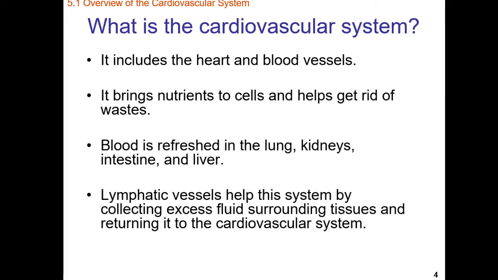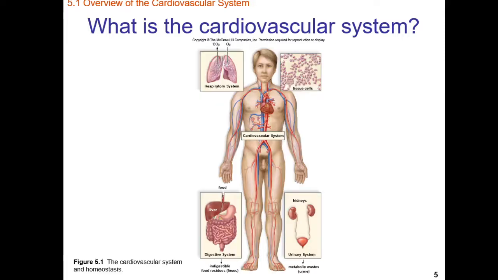Another system that it works with is the lymphatic system, using lymphatic vessels to help collect excess fluid from surrounding tissues and return it to the cardiovascular system. Again, it plays a key role in homeostasis and body regulation, not on its own, but interacting with other systems.